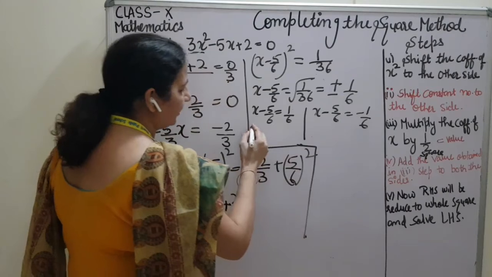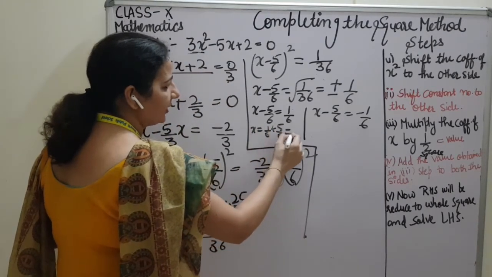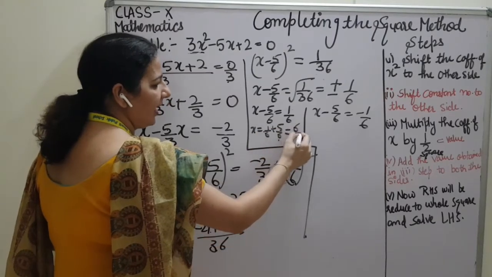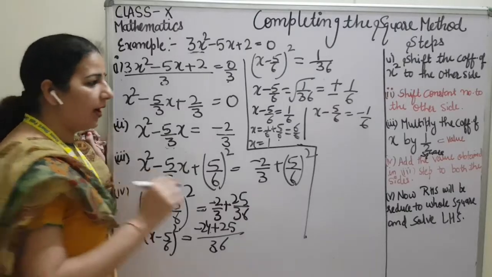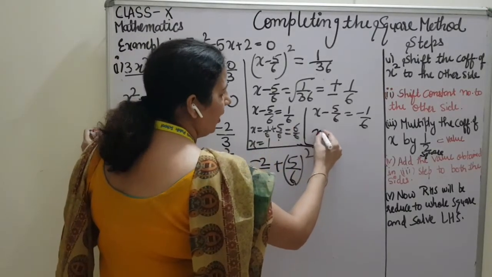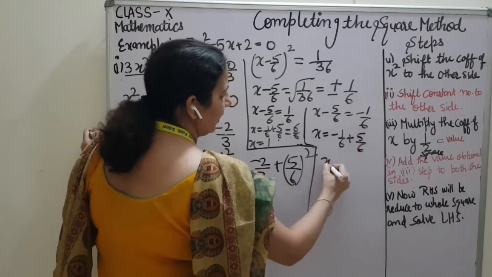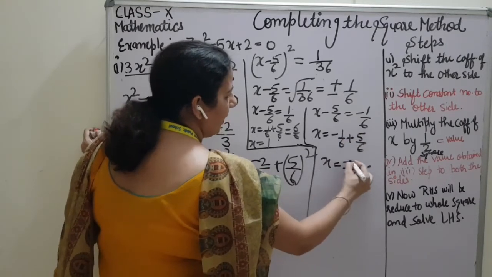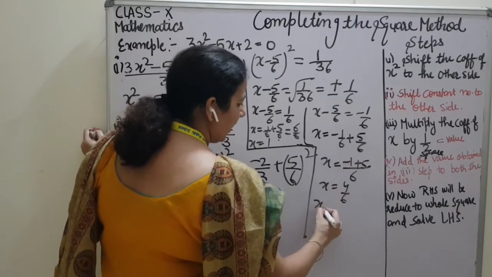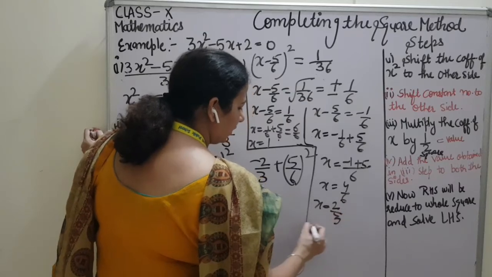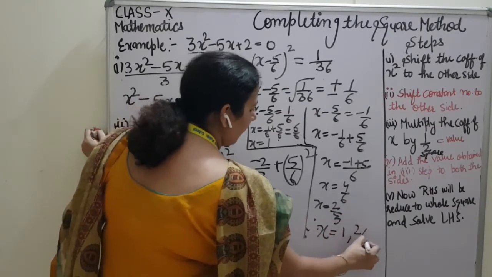Solve these two parts. X is equal to 1/6 plus 5/6, that is 6/6, and the answer is 1. So what is the value of x? It is 1. Now what about the second value? X is equal to minus 1/6 plus 5/6, so x is equal to minus 1 plus 5 over 6, x is equal to 4/6, x is equal to 2/3. Therefore the values of x will be 1 and 2/3.